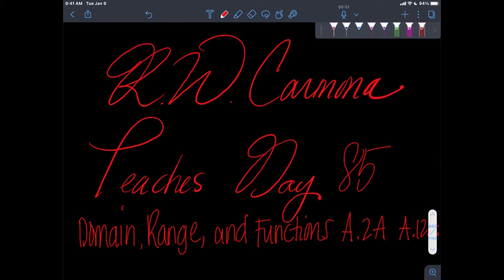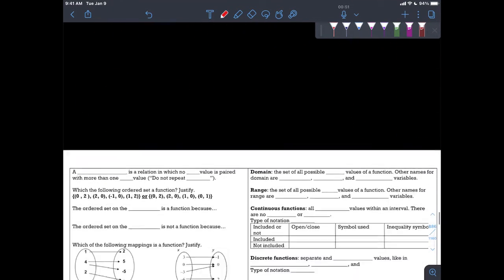And we define something as a function if it has no repeating x values or it passes what we call the vertical line test, which people commonly call the pencil test, meaning I can't touch it more than twice if I run my pencil across it straight up and down. So let's go ahead and jump into it.